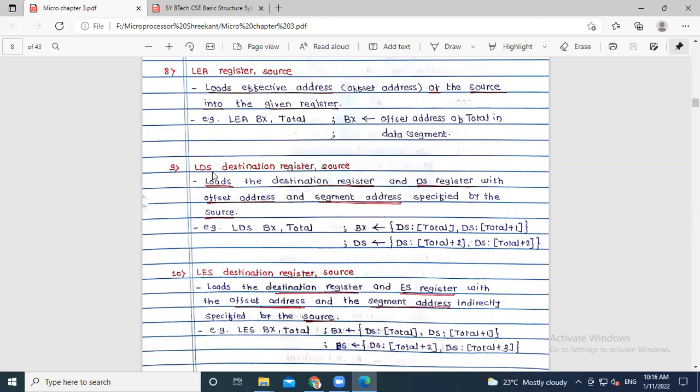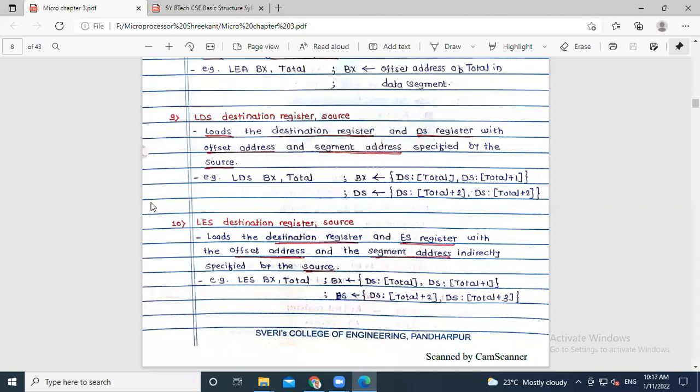And in LDS, destination register and source, three things are needed, because there is a destination register and the source. LDS means loads the destination register and the DS register with the offset address and segment address, as specified by the source. Here in our example, LDS BX, total, it means the total of DS and the total of DS plus 1, that is total plus 1, is transferred into the BX register.